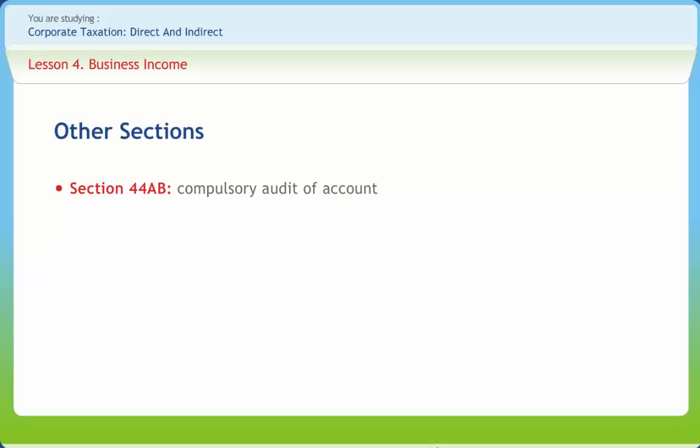Every person carrying on business shall necessarily audit his accounts if his total sales, turnover or gross receipts, as the case may be, in business exceed 40 lakh rupees in any previous year. Carrying on profession, he shall audit if his gross receipts in profession exceed 10 lakh rupees in any previous year.